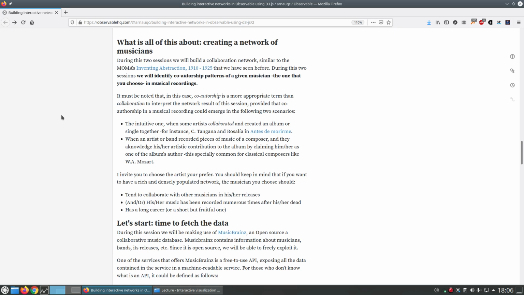And this is what we will see, and this is something that we should take into account in order to interpret correctly the networks that we will build.